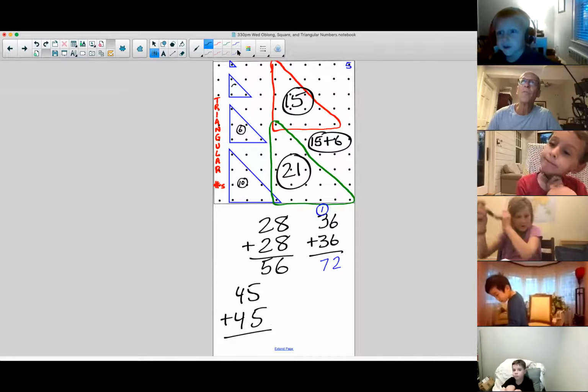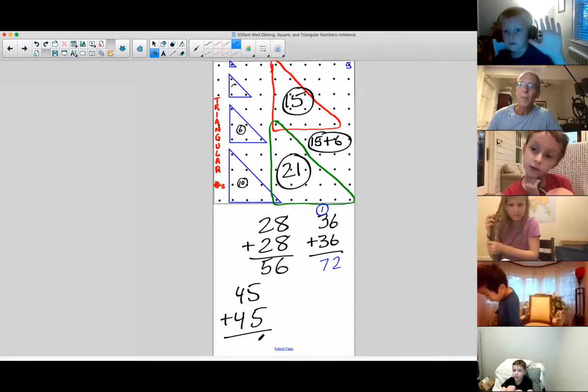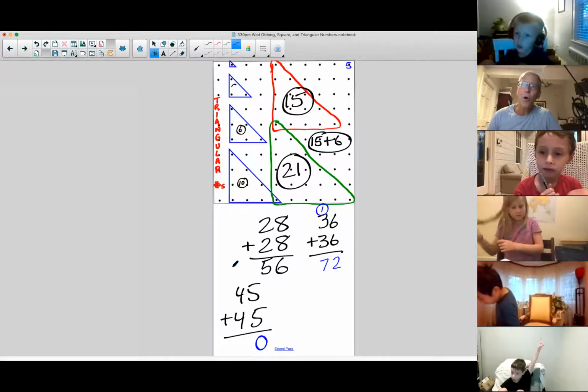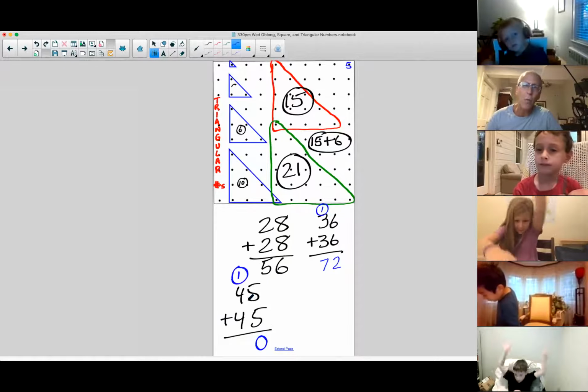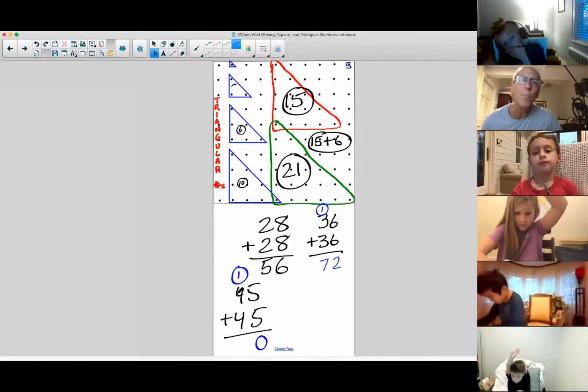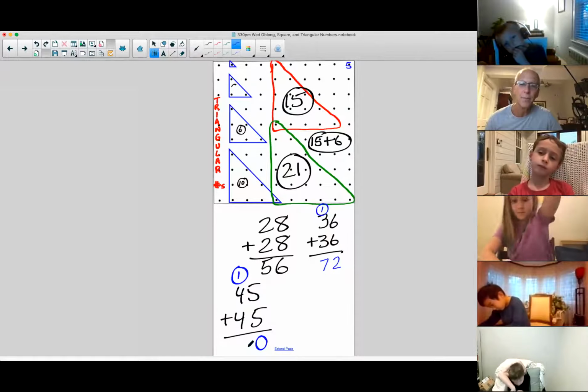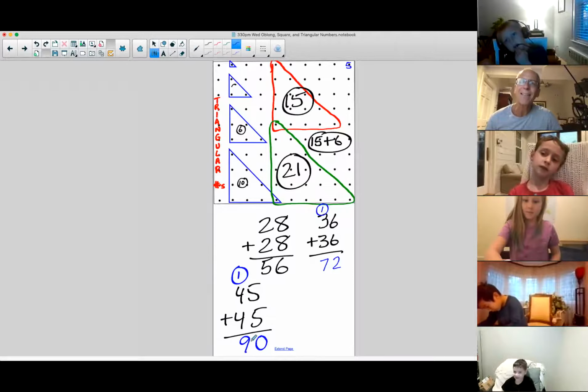Who knows what 5 plus 5 is? 10. So we put down a 0. We carry the 1 in the tens column. 4 plus 4 plus 1 is? 9. 99. And that's the next one.